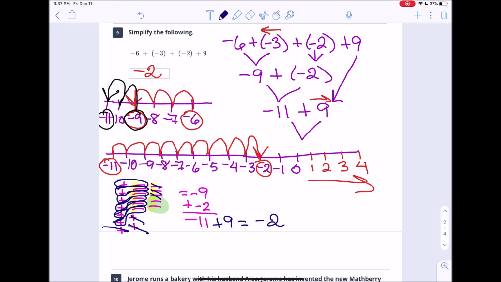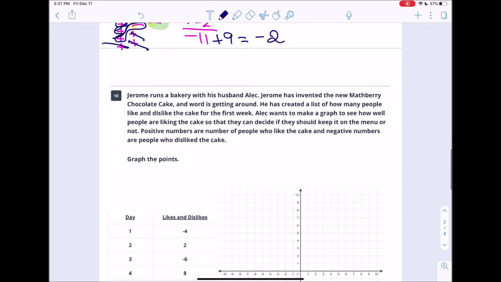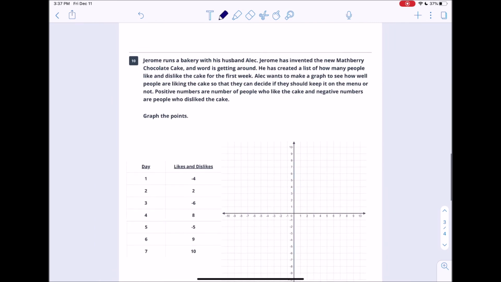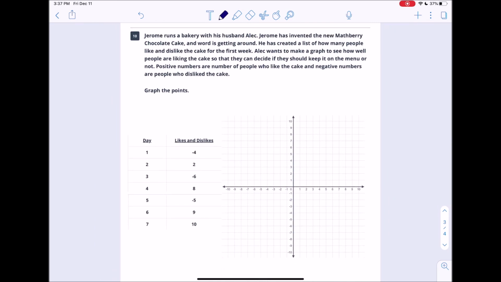Okay? All right, and then last but not least, we have problem number 10, and it looks like a graphing problem. So 10 says, Jerome runs a bakery with his husband, Alec. Jerome has invented the new Mathberry chocolate cake, and word is getting around. He's created a list of how many people are liking the cake so that they can decide if they should keep it on the menu or not. Positive numbers are a number of people who like the cake, and negative numbers are people who dislike the cake. Graph the points. Okay, so we're just graphing points, guys.